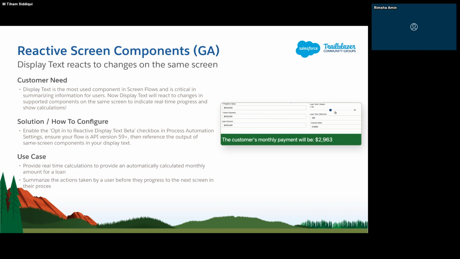So how can you opt in for this? You just have to go to Process Automation in the setup in Salesforce and search for the opt-in to reactive display text beta. It was a beta before, but now it is generally available. So I don't think you are going to need to opt in for this, but you can check.